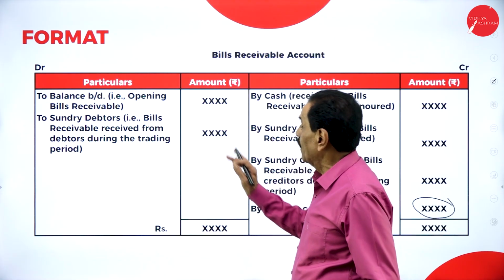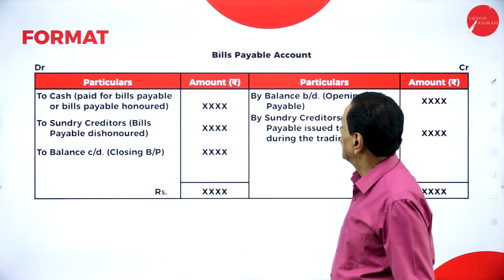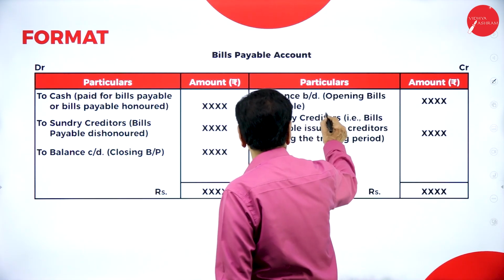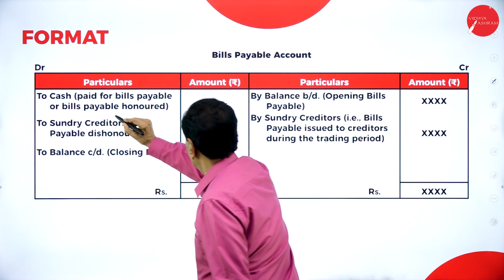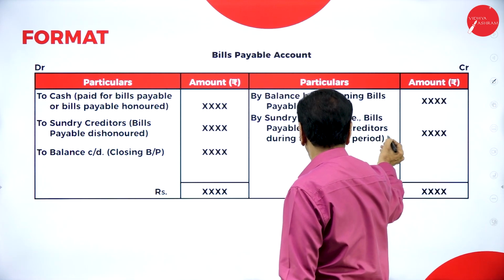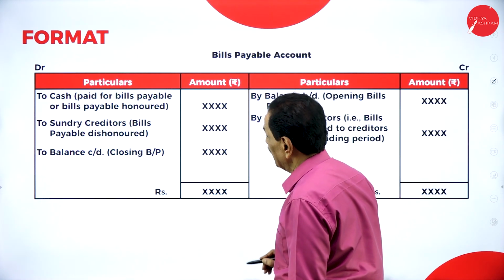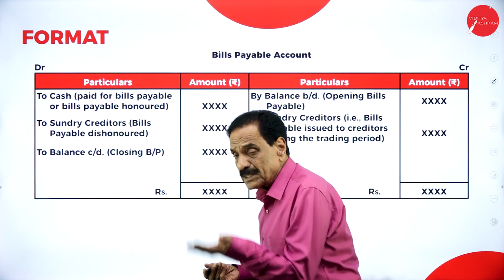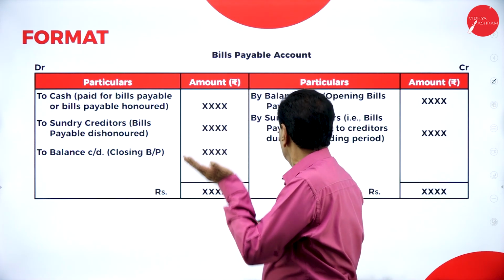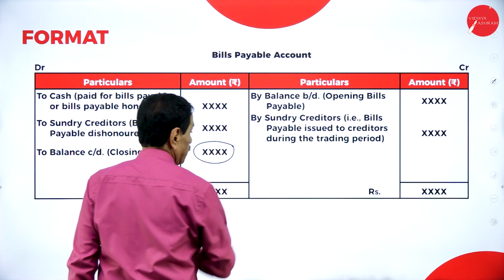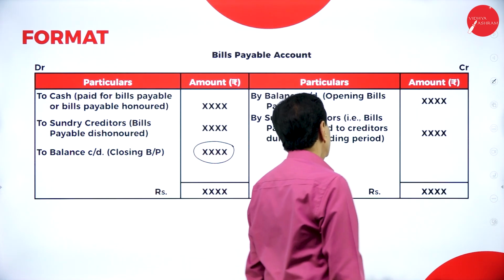Then this format you have to learn. Then bill payable, opposite to BR. By balance brought down, opening bills payable. To cash we paid the bill. By sundry creditor, bill payable issued to creditor. During the year, by sundry creditor, bill payable has been dishonored. Once again, your creditor account will rise. Then whatever the difference comes, that is the closing BP. This format you have to learn.